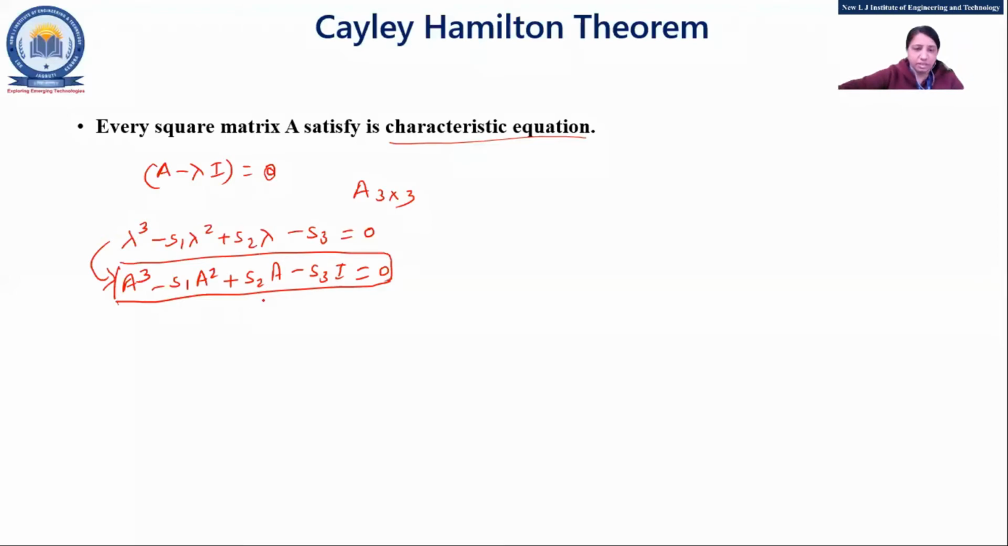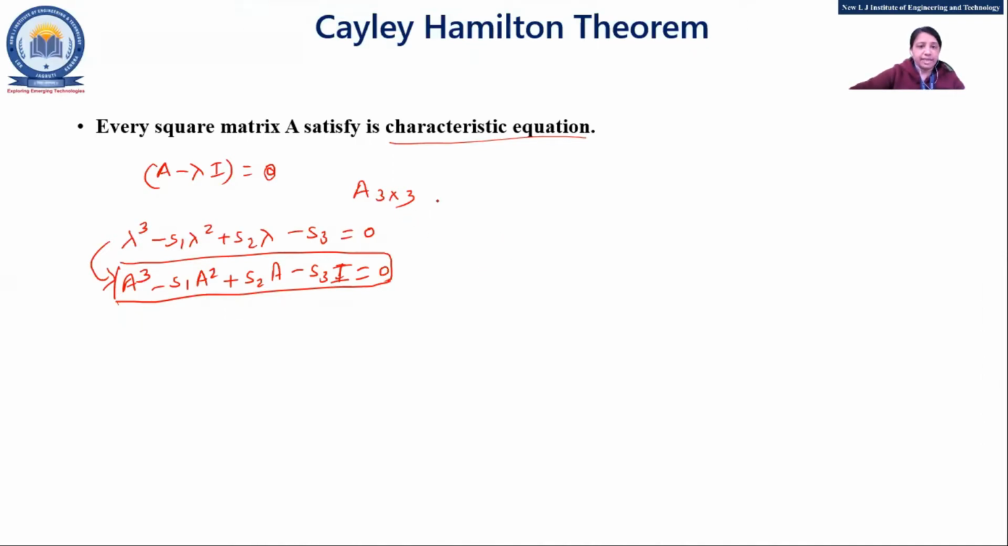This is a statement. So just lambda will be replaced by what? A. Now here there is nothing, so you can multiply with what? Identity matrix. Fine. So in which way in the exam they'll ask? Verify the Cayley-Hamilton for given matrix. So what you need to do? You need to write down the characteristic equation of a matrix.